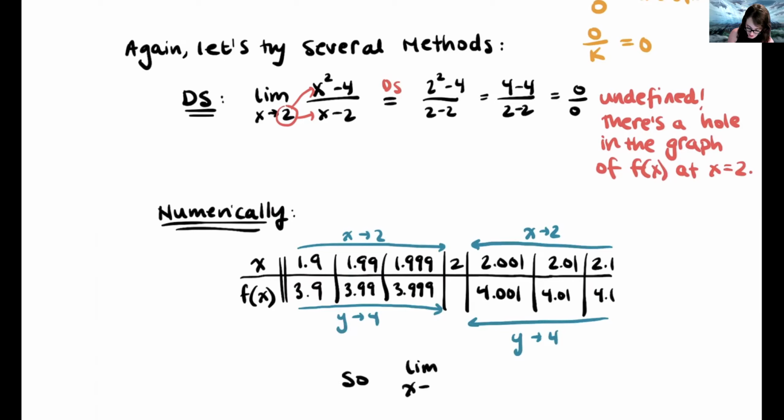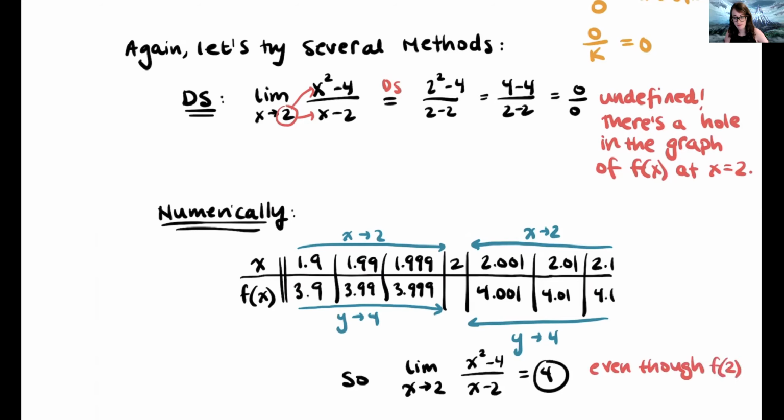And so what this would suggest to us is that the limit as x approaches 2 of this function, x squared minus 4 over x minus 2, is equal to 4. Okay, even though f of 2, what we would get if we plugged in 2, is undefined.